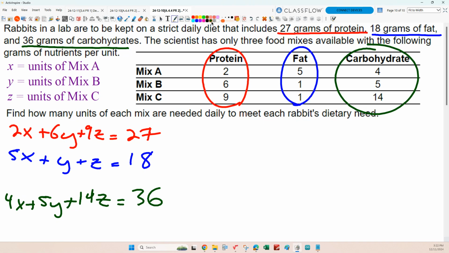Now, it's possible that there is no way to make this work, in which case I'd get a no solution, right? But hopefully we do. Hopefully there is a way to mix these up to get exactly the right content. Let's see.